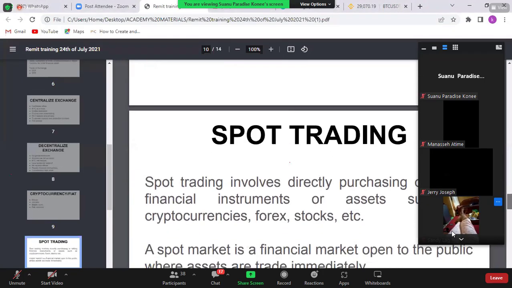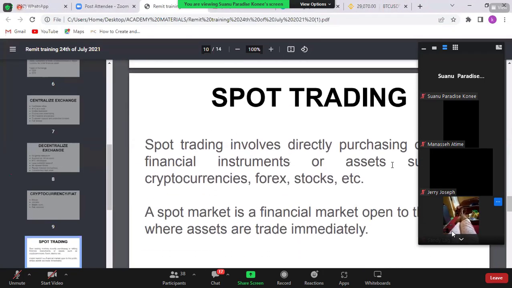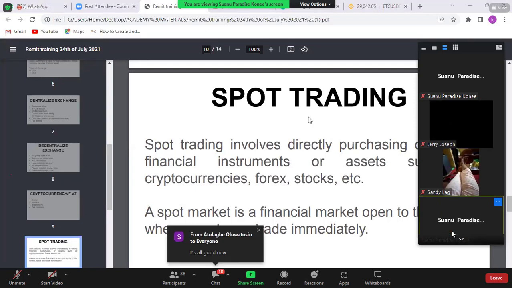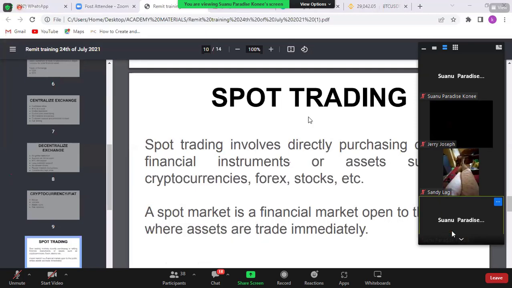Now, let's move over. Now we are coming into practicals, spot trading. What is spot trading? Spot trading involves directly purchasing or selling financial instruments or assets such as cryptocurrencies, forex, stocks, etc. A spot market is a financial market open to the public where assets are traded immediately.